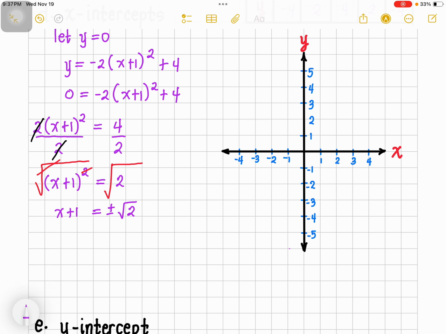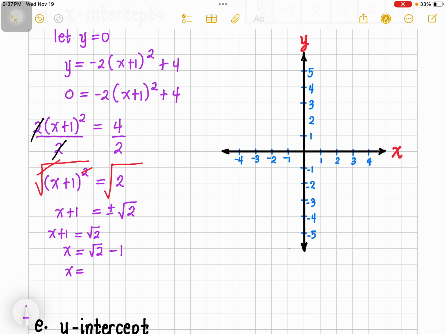Isa-isahin muna natin. So, let's work on the positive, sa positive square muna. So, x plus 1 equals square root of 2. Kasi we have positive, negative. So, inuna ko si positive. Nakuha? So, now, let's combine. So, x now is equal to square root of 2. And then, si positive 1, ilipat natin. It will become minus 1 or negative 1.